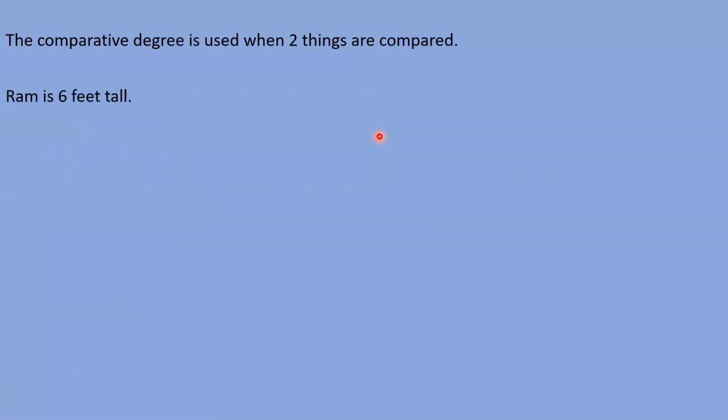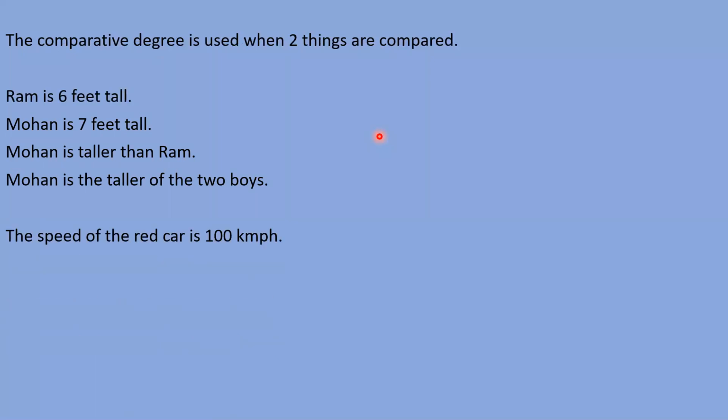And then I told you about the comparative degree. The comparative degree is used when two things are compared. Like, Ram is 6 feet tall and Mohan is 7 feet tall. So we can say that Mohan is taller than Ram, right? And we can say this also in this sentence: Mohan is the taller of the two boys.